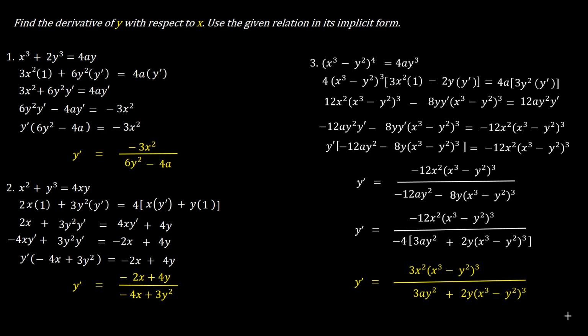Example number 4, higher derivatives in implicit form. If y squared is equal to 4ax, find the second derivative, y double prime.